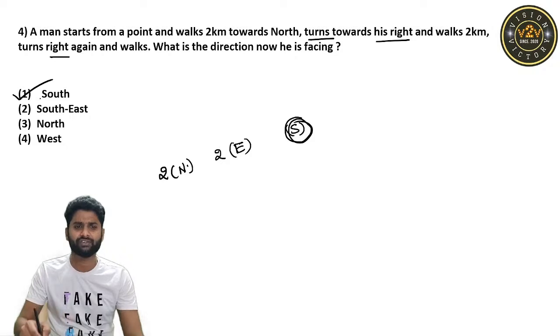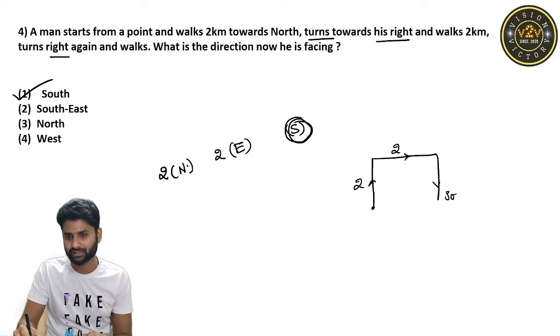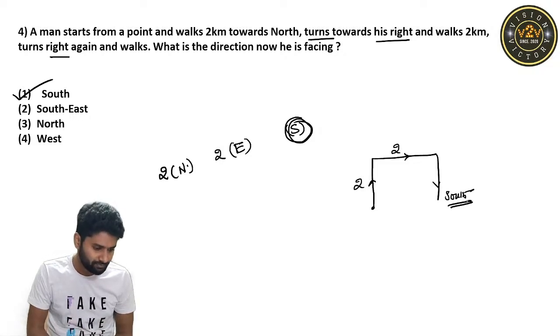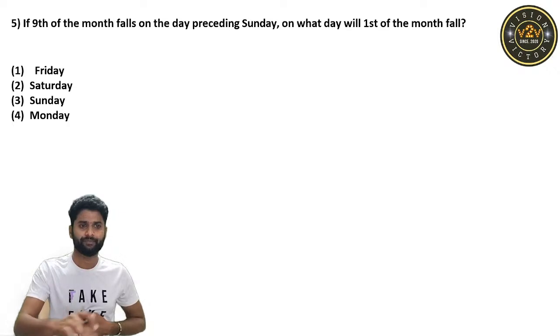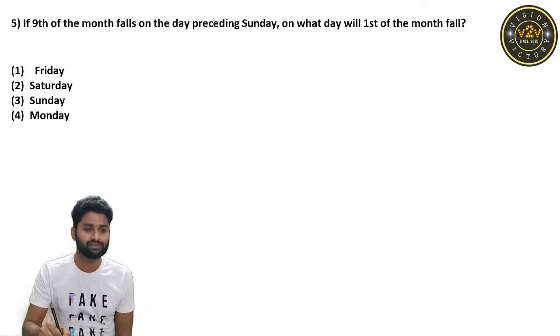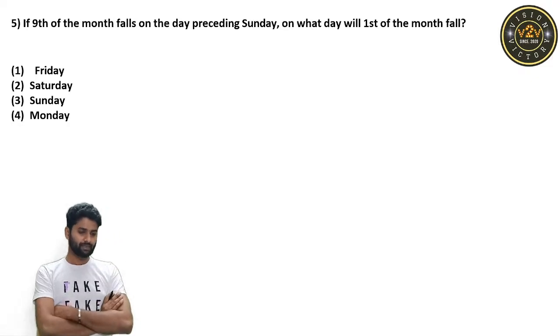If you are interested, you can draw the picture also. Initially moving towards north and turns right. It's 2 kilometers and 2 kilometers. And again turns right. So now the person is moving towards south. You can form an equation or you can draw the picture. Next. So let's understand this condition. Try to answer.